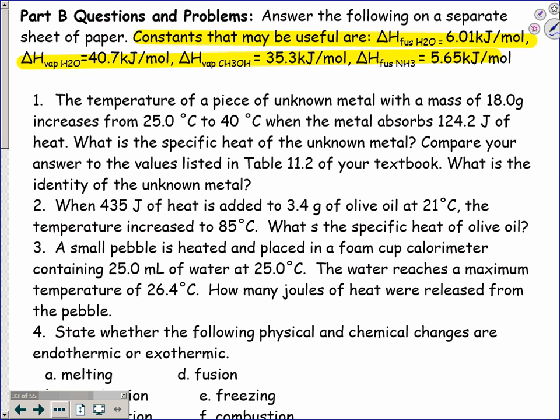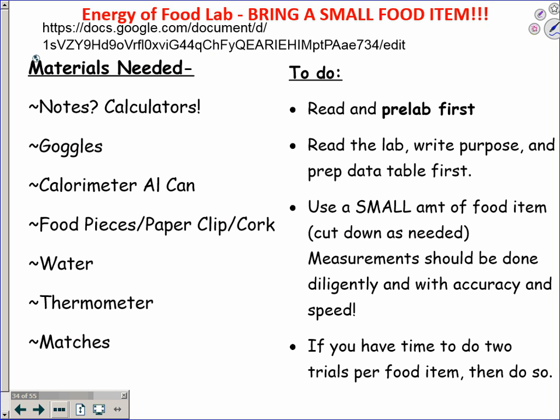All right, so for our lab, raise your hand if you brought something to burn. Okay, so we do have to group together to make sure we have enough folks in the lab at a time. I'm just going to move past this for now, I'll come back to this. When you get back to the lab, the first thing you're going to do is read and do the pre-lab. Second, write your purpose and prep a data table, kind of normal stuff.